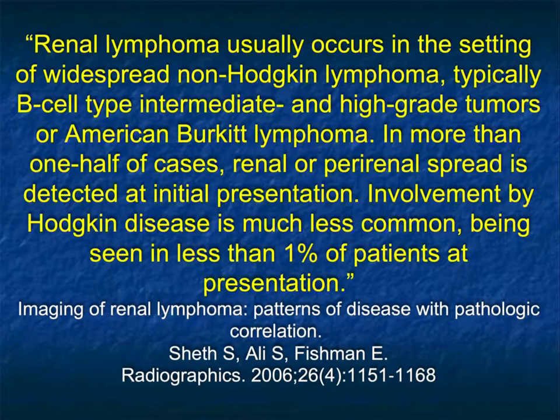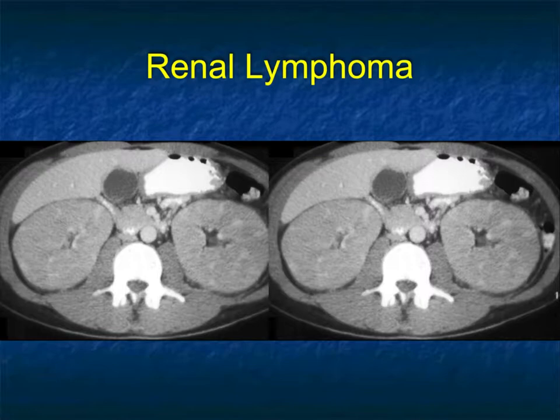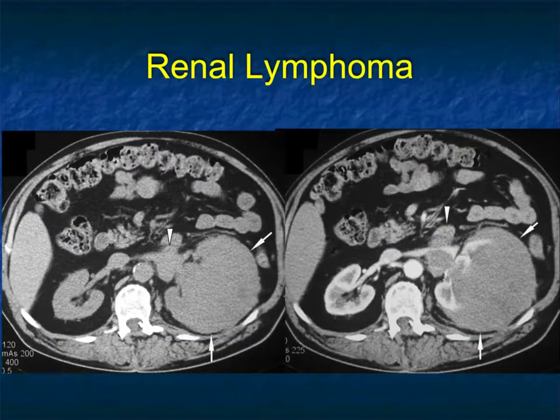We talk about B-cell lymphoma as the one we typically see. In more than one half of cases, renal or perirenal spread is detected at initial presentation. Again, we're talking about Burkitt's lymphoma. Hodgkin's is much less common. So just a couple examples. Here's a beautiful example of infiltration of both kidneys. That's classic lymphoma. Again, if you had to come up with something else, infection, I don't think so. Nephromegaly due to amyloidosis, that's a possibility, but the best choice is going to be lymphoma.